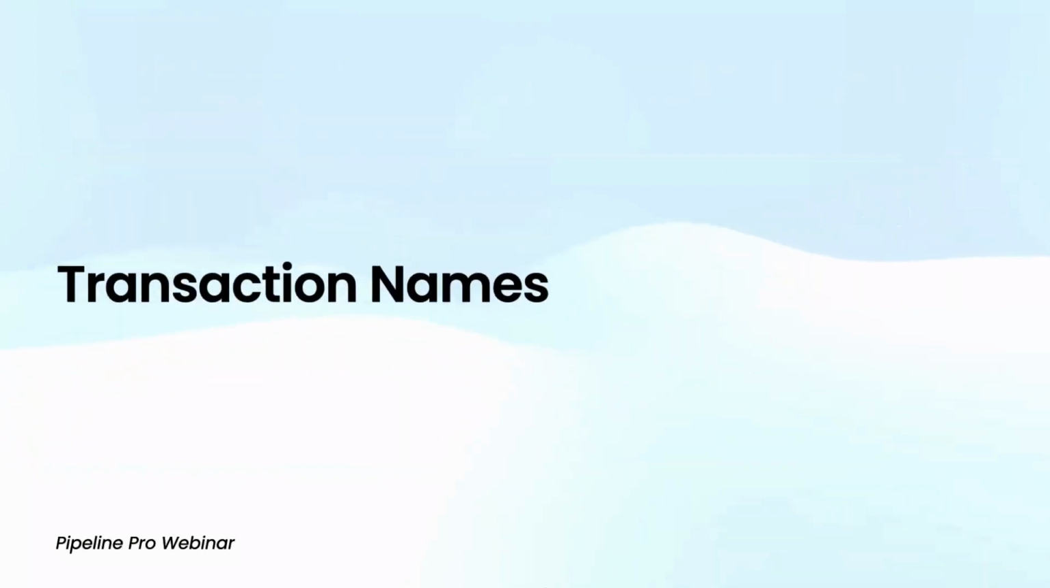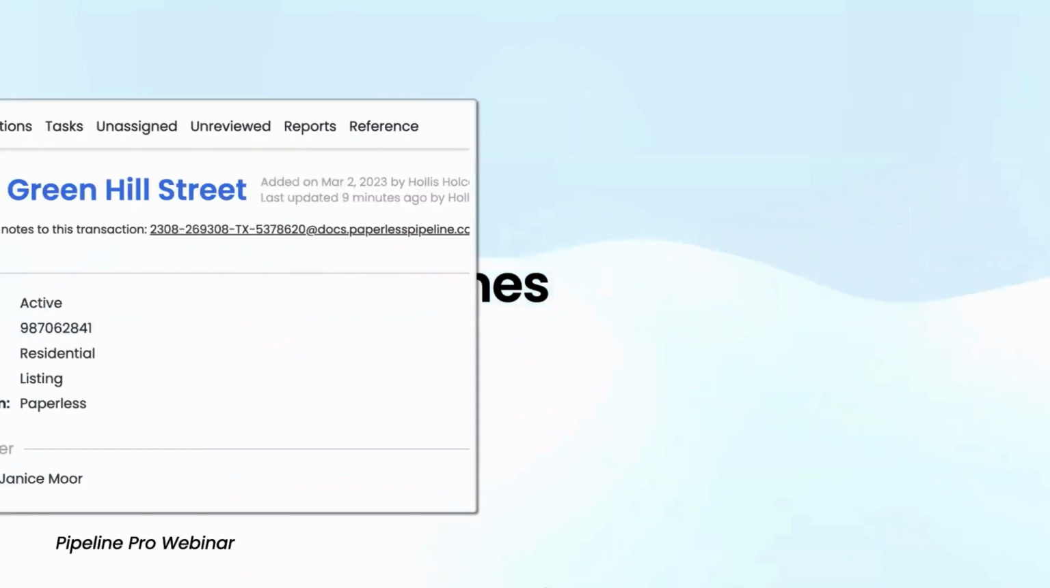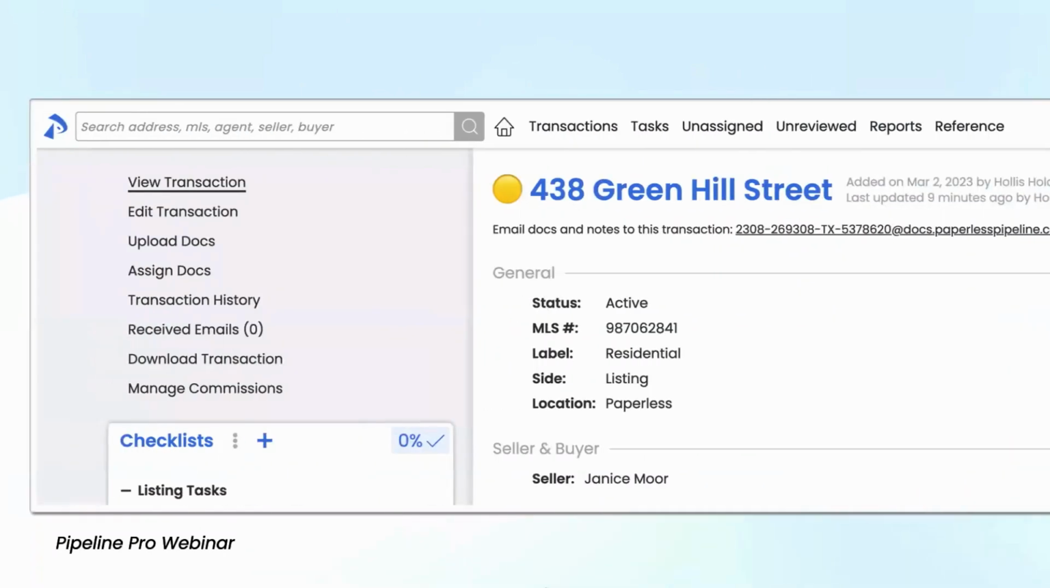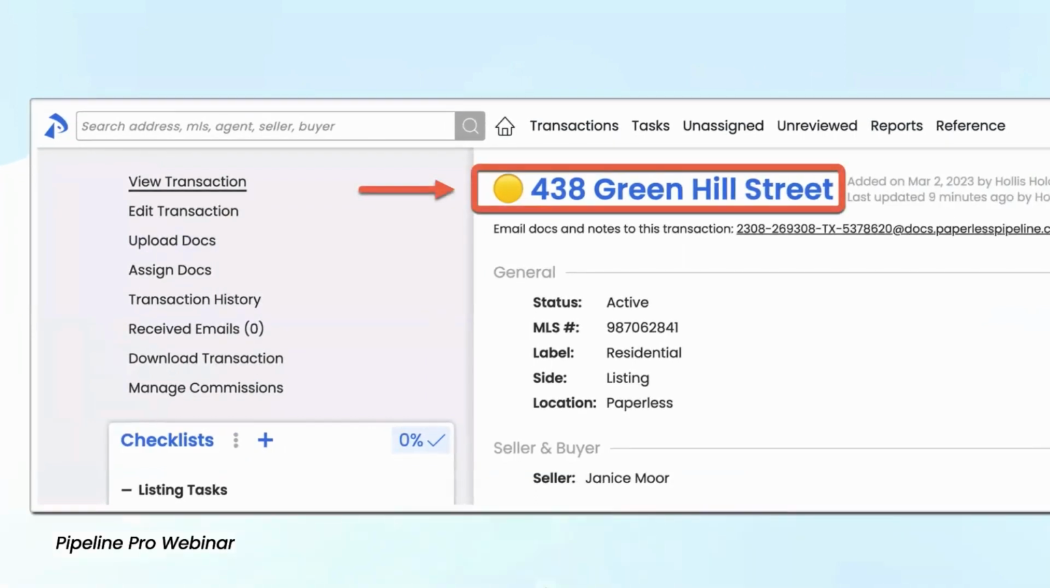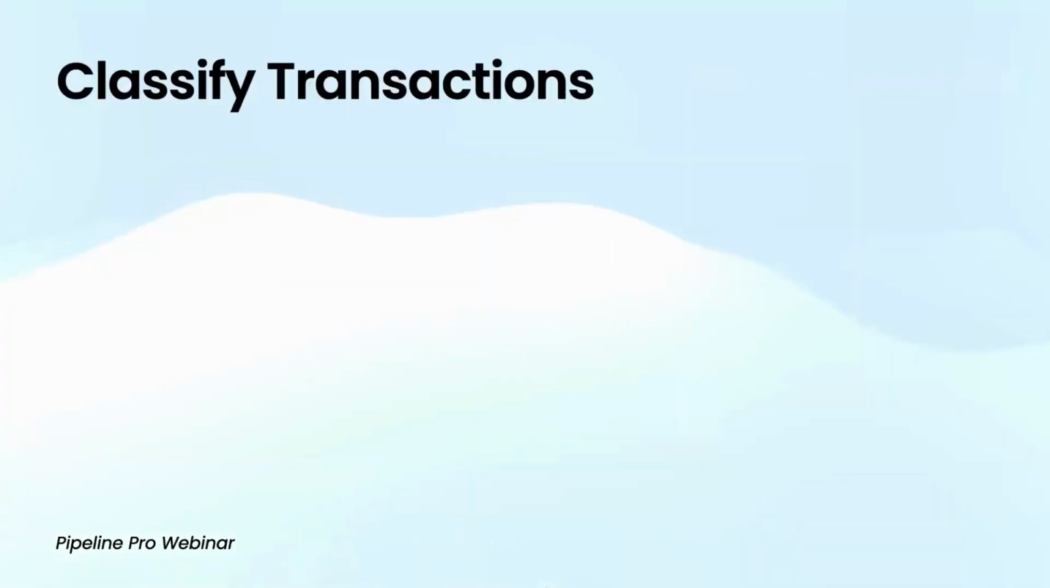First, transaction names. Emojis pair really well with transaction names because the transaction name is highly visible and searchable throughout pipeline. The information you track with emojis is always front and center. There are a variety of ways to use emojis in transaction names. Let's look at a few examples.